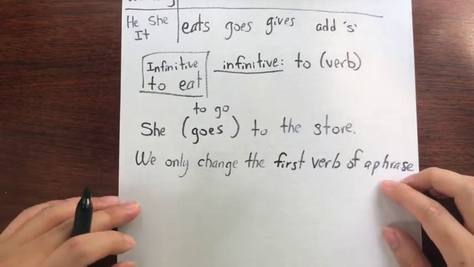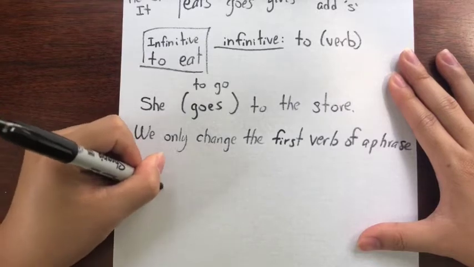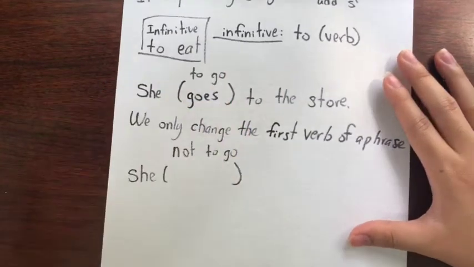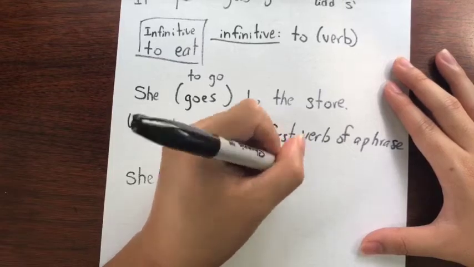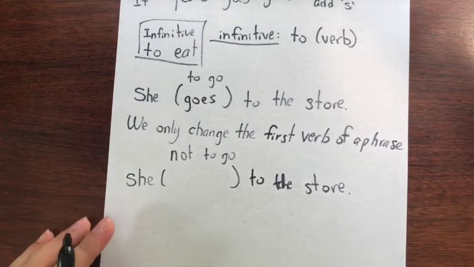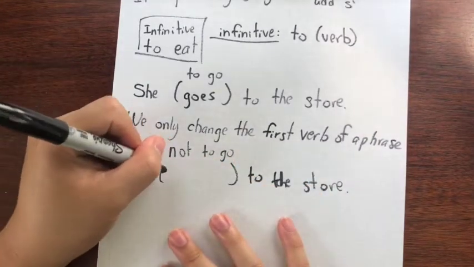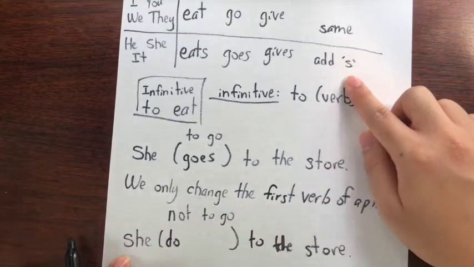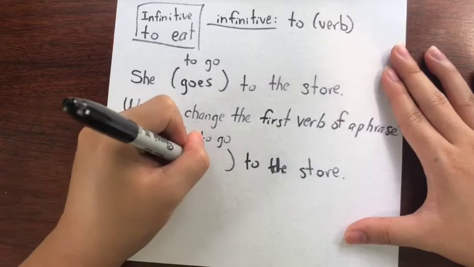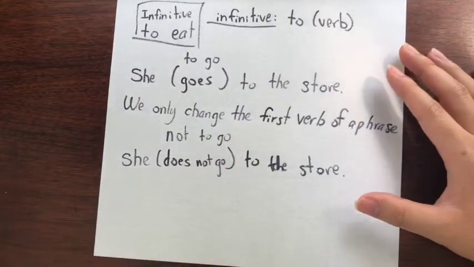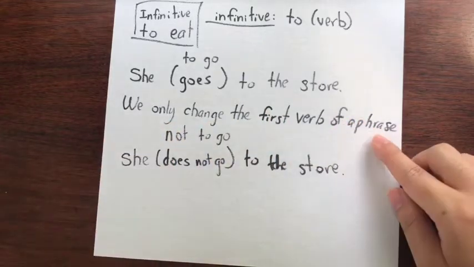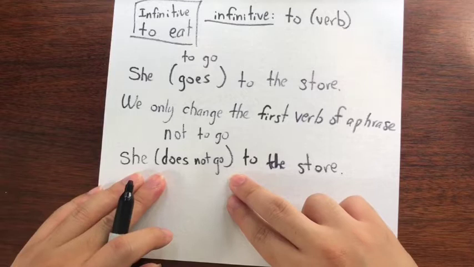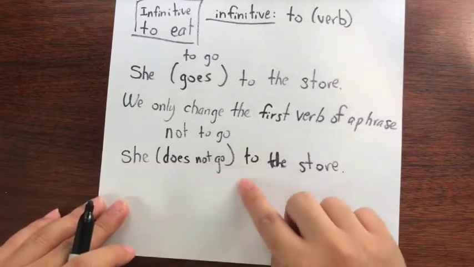So this is a lot like what we learned in past tense. So let's say, she not to go to the store. Well, when we have a negative, we need to say do. But because this is she, we need to add the S. So she does not go. Because we only change the first verb of a phrase, we change do to does. So go stays the same because it's the second verb of the phrase. She does not go to the store.